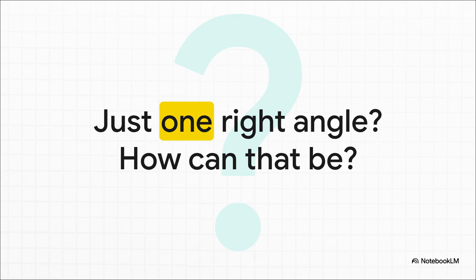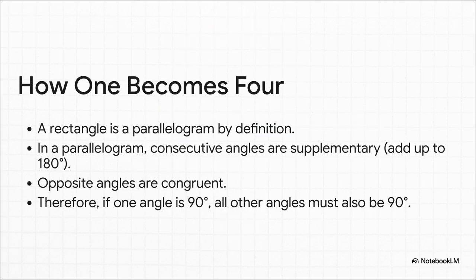It's kind of like a domino effect that's built right into the definition itself. Let's just walk through this logical chain together. First, like the slide says, a rectangle is a parallelogram. And being a parallelogram comes with a set of rules. Rule 1, consecutive angles, so the ones right next to each other, they always have to add up to 180 degrees. Rule 2, opposite angles are congruent, meaning they're identical. So if we just start by saying that one angle is 90 degrees, well, the angle right next to it must be 180 minus 90, which is also 90. And since the opposite angles have to be identical, the other 2 must also be 90. See? That one right angle knocks over all the other dominoes.